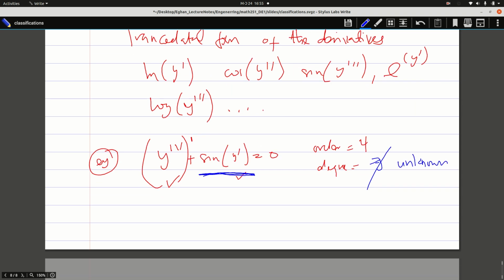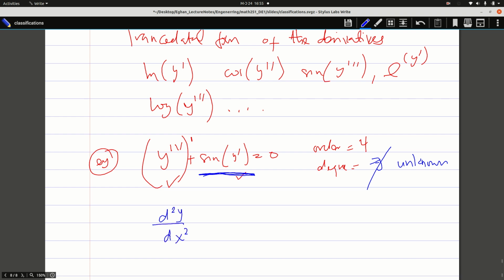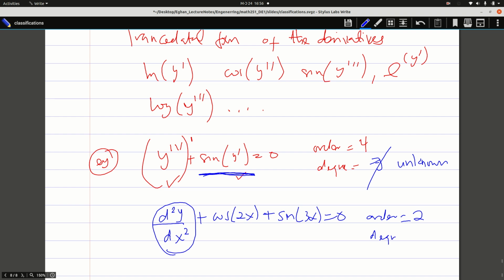Another example, if I have let's say d square y over dx square plus cos 2x plus sine 3x is equal to 0. What is the order here? The order is always known as the highest derivative, order 2. The degree is 1, or it is unknown. In this example, the degree is 1.